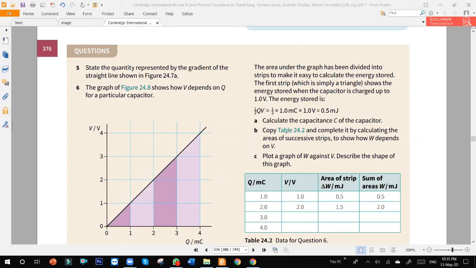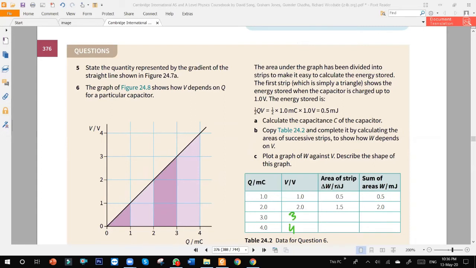Okay, copy table 24.5 and complete it by calculating the area of successive strips to show how W depends on V. Okay, we need to complete this table. So this is 1, 2, and Q is 1, 2, 3, 4, and the corresponding V is 1, 2, 3, 4. This will be 3, this will be 4.